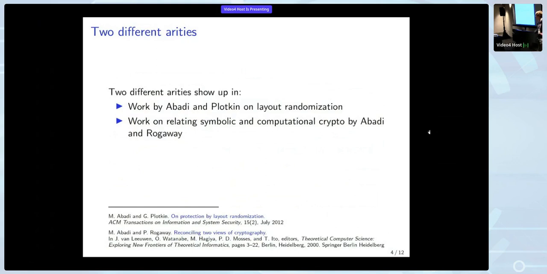Then there's also the question of how you solve having two different arities. So for example, again, the work by Plotkin and Abadi on layout randomization, which comes from a perfectly memory safe idea to needing layout randomization to solve this. So this is going from a non-probabilistic setting to a probabilistic setting. And the same for the work by Abadi and Rogaway, which creates a secure compiler from symbolic cryptography to computational cryptography, to show that there are some things you can just reason about in the symbolic domain.